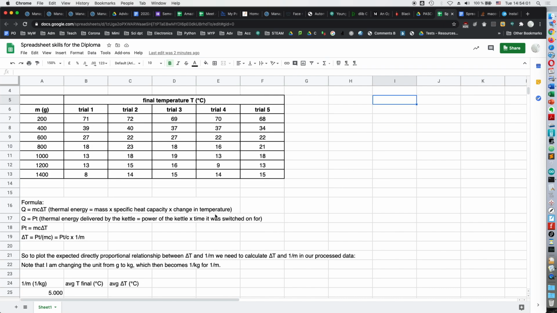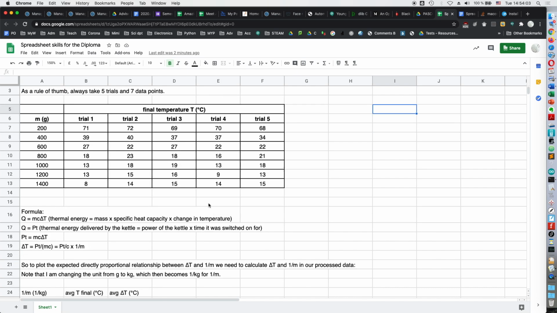Now, I want to actually plot whatever makes sense according to the formulae. So here I have Q equals mc delta T, the thermal energy Q equals the mass of the water in kilograms, times the specific heat capacity, times the change in temperature. And the thermal energy transferred is also the power times the time, the power in watts times the time in seconds. So I can equate those two and get Pt equals mc delta T.